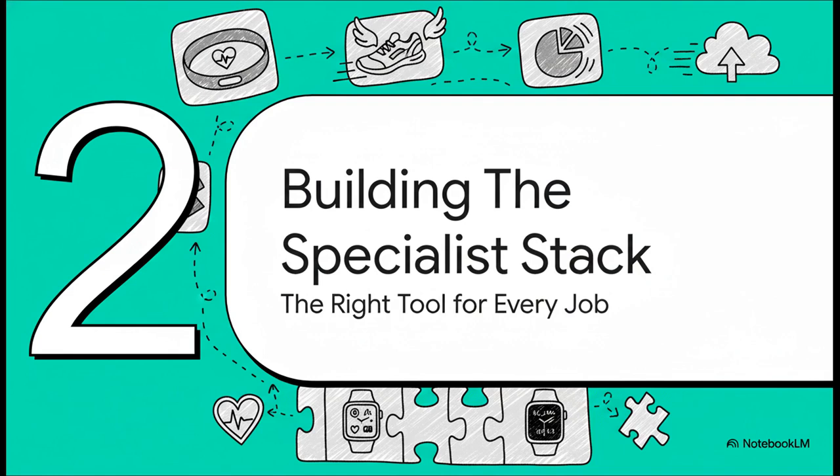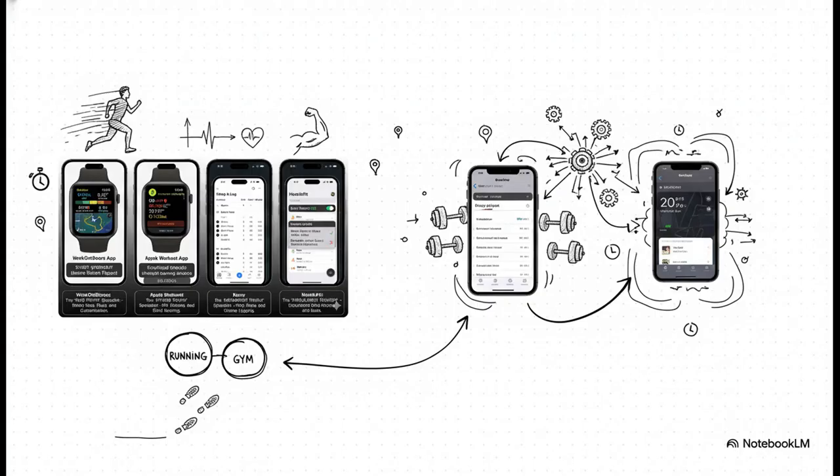So, how do we actually build that beautiful, clean pipeline? Well, we're not going to rely on a single do-it-all app. No way. Instead, we're going to build what I call a specialist stack, where we pick the absolute best tool for each specific job. And here they are, our dream team of 4 core apps.